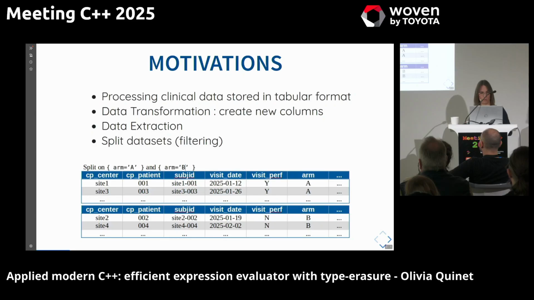And sometimes also we have to split the data set. For example, here the data set is split into two arms. Arms in the clinical data are a subset of patients, which differ most of the time by the protocol. So they follow slightly different protocols so that the pharmaceutical company can study the effect, for example, of the dosage of a medication on the clinical response.